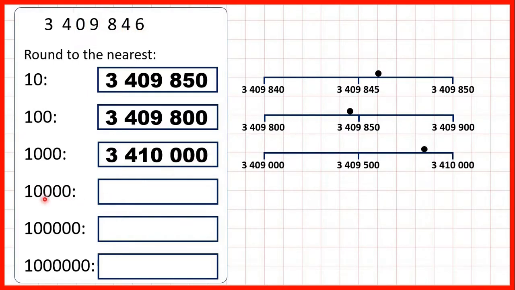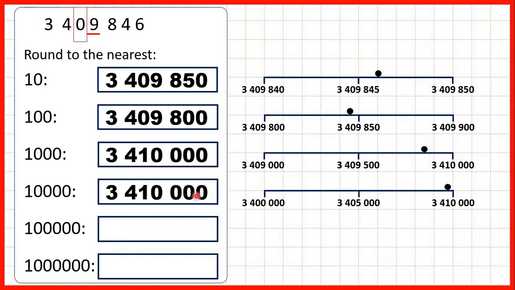Now to the nearest 10,000, we find the 10,000s place, look at our thousands and we can see that we're rounding up. So this 0 becomes a 1, digits to the left stay the same, and digits to the right of what we've circled turn into zeros.